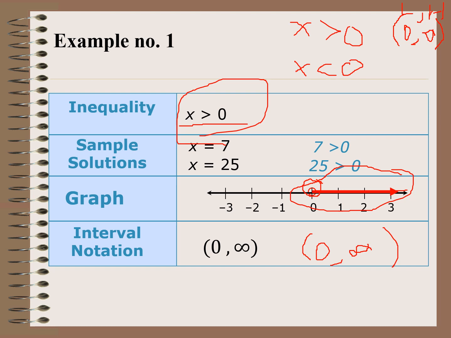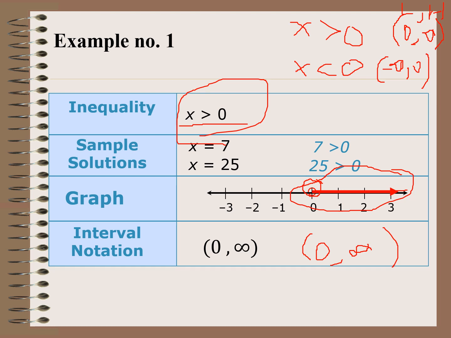Here also, x is less than 0. So we write first the lower value. Since it's less than 0, what are the possible values? These are the negative numbers. Therefore, we have negative infinity and then 0. Then we also have an open parenthesis and a close parenthesis.